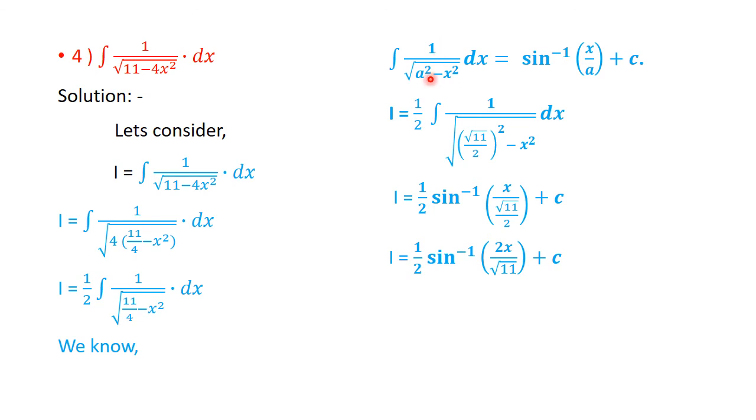Okay, how to remember it? For that purpose I am telling you this. You may have your own concepts or ideas also. Now see, using this one here, a is equal to root 11 by 2, substituting in this way, and half is already there, so sine inverse of x by root 11 by 2 plus c. Now inverting these two, it becomes a multiple of x, that is twice x by root 11, plus c.